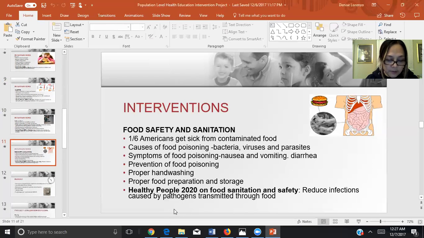And these objectives were met on Healthy People 2020 and food sanitation and safety, which is to reduce infections caused by pathogens transmitted through food. Education is provided by using handouts and activities. A Q&A activity was done, and discussions were also conducted.